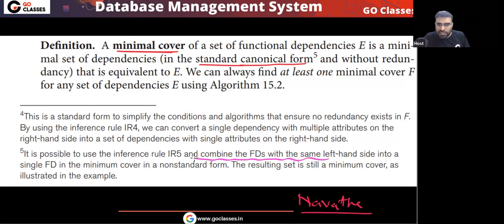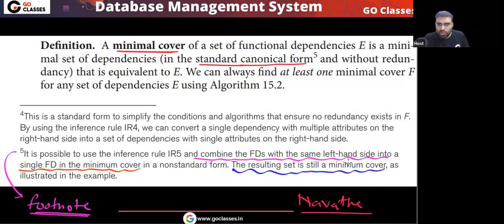Notice, if you combine FDs with the same LHS, this is given in the footnote. Yes or no? Some students don't read the footnote. This is the footnote of the page. In the footnote, it is given that you combine the FDs with the same LHS into a single FD. Then also you will get a minimal cover. This resulting set is also a minimal cover. Read this line: the resulting set is still a minimal cover.